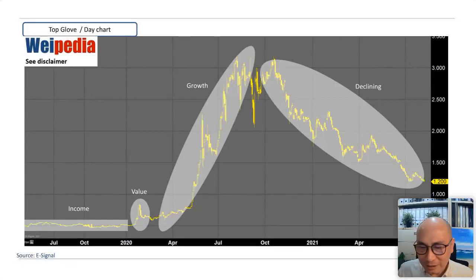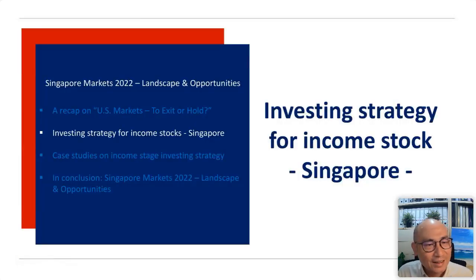Since today the topic is about the Singapore market, I just want to demonstrate to you that even for the Singapore market or any other market, like I said earlier, most stock markets have these 4 stages: income, value, growth, and decline stage. So what is the strategy for the Singapore market? What I'm going to tell you right now is that the Singapore market, by and large, is in its income stage or range stage. Now, how do we identify that?